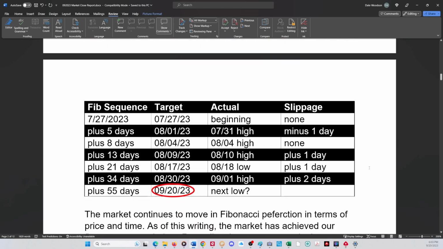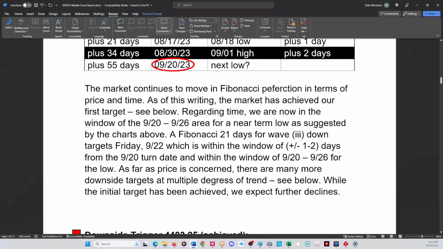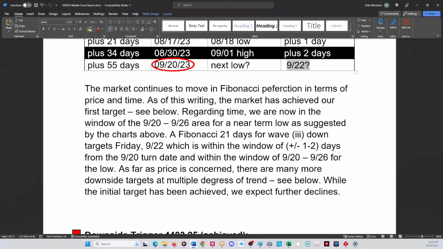the post-market close today. Again, we've got that plus or minus Fibonacci 21 days. You can see there we've got a plus or minus 1 to 2 days here. Okay, that gives us the 920 to 926, and that lets that 920 date up there hit a possibility of 922. We'll see if that plays out. Let me put that in a little, there we go, right there.